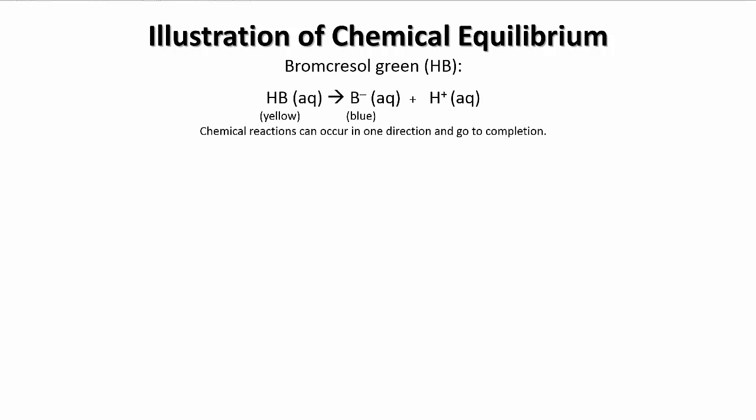So if I look at brome cresol green, we'll just call it HB for now. B is an organic compound, so it's got a proton attached to it. The HB form is going to be yellow. When we lose that proton, that H+, it's going to form a B-, which is going to be a blue color. Okay, this reaction can occur in this one direction and go to completion. Okay, we can have chemical reactions that do that.